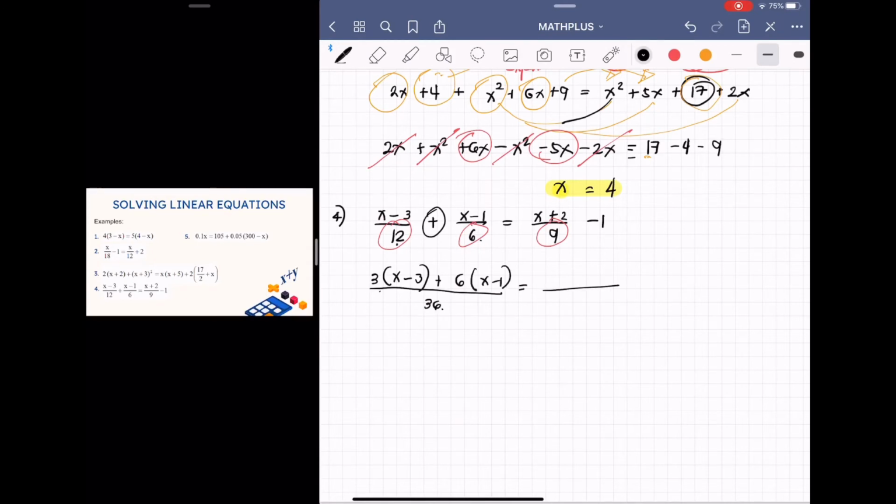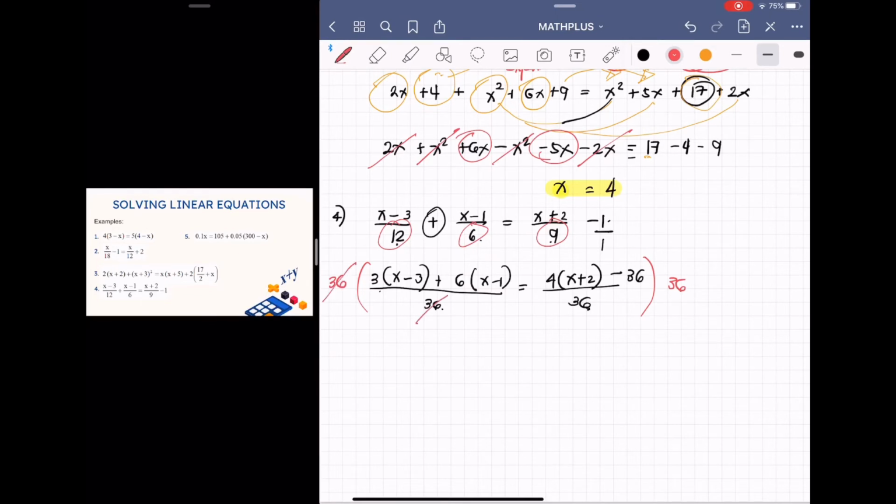Equal to, I'll take the LCD of the right side also. So 36 divided by 9, that would be 4. Times the numerator, that's x plus 2. Minus 36 divided by the denominator, which is 1. Times 1, that gives me 36 as well. Since 36 appears on both sides of the equation in the denominator, I can simply multiply both sides by 36, and that would eliminate the denominator.